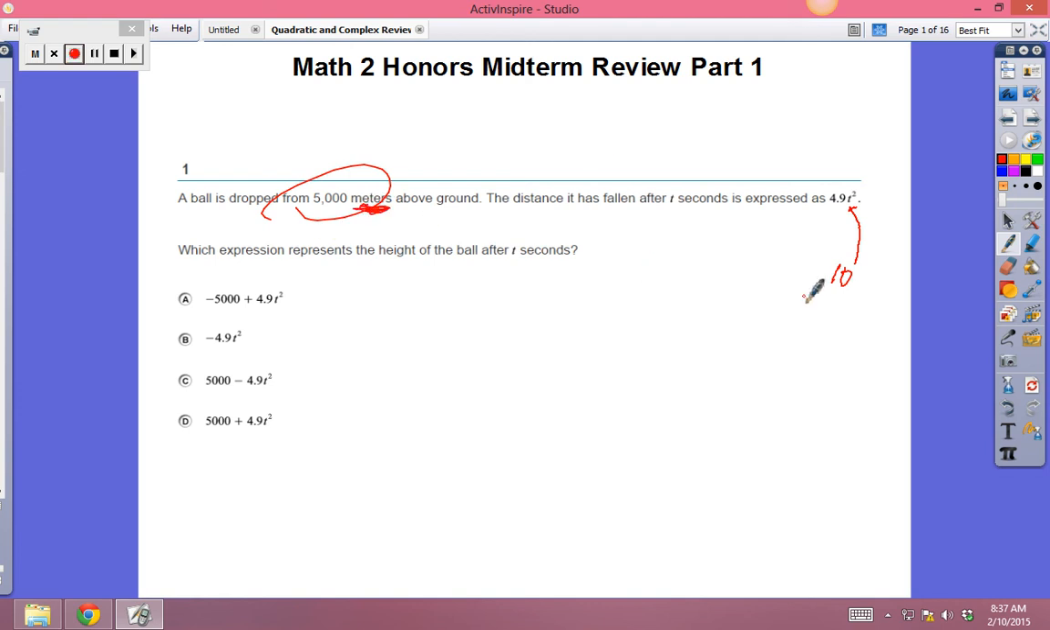So if you want to figure out the height of the ball after so many seconds, we're going to take the distance that it travels, 4.9 times t squared, and you're going to subtract that from 5,000. So 5,000 subtract the distance that it travels, and you should match that up with C. So this will give you the height of the ball after however long it's in the air.